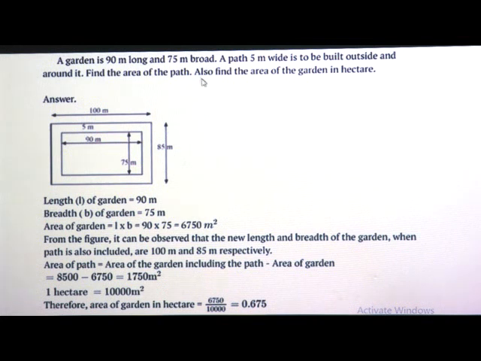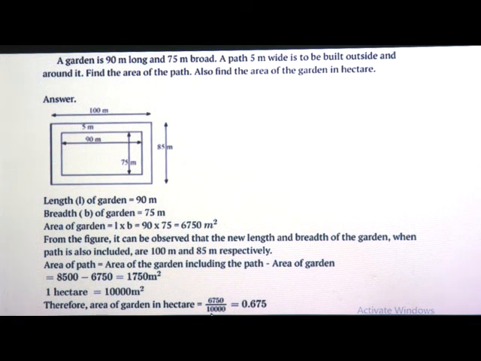They had asked us to find out the area, and they told us it should be in hectare. So, we know that 1 hectare is equal to 10,000 meter square. Therefore, the area of a garden in hectare is equal to 6750 upon 10,000. We are taking the area of the garden here.